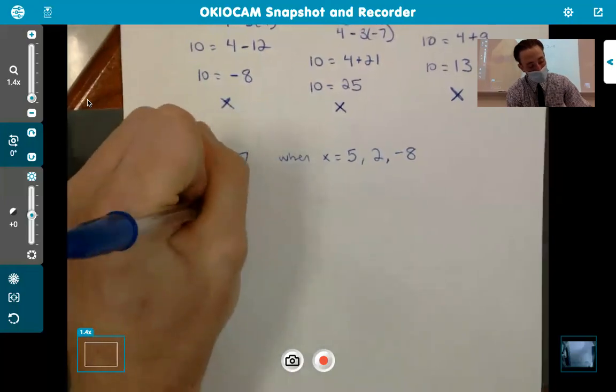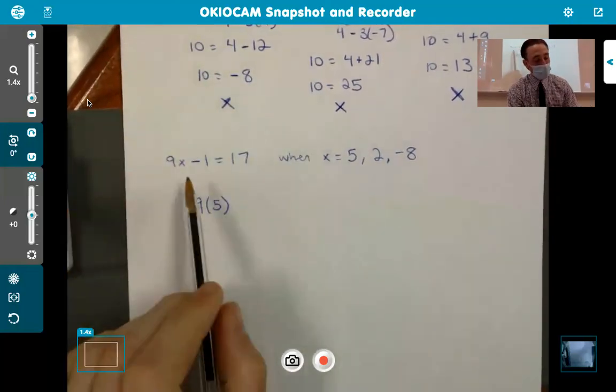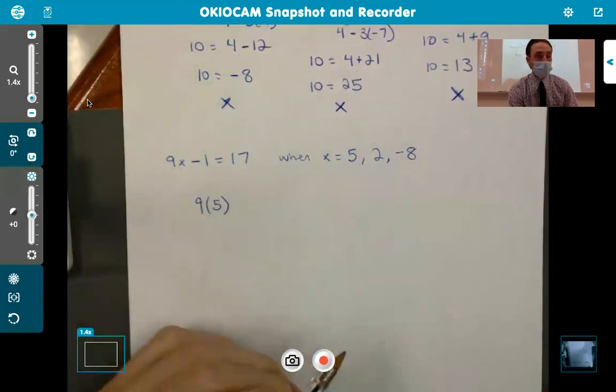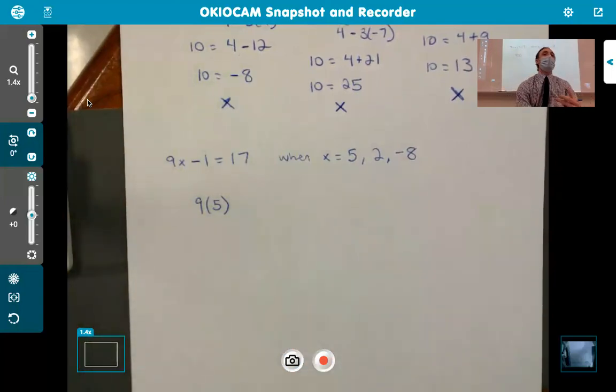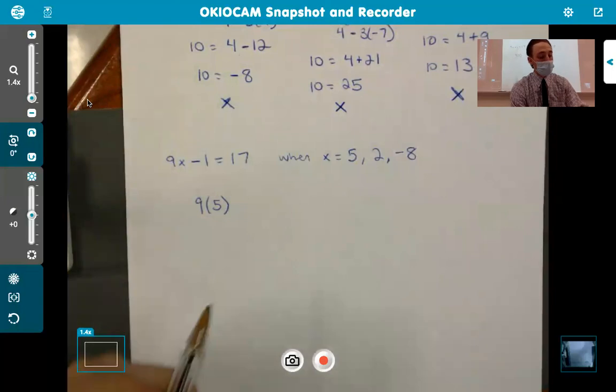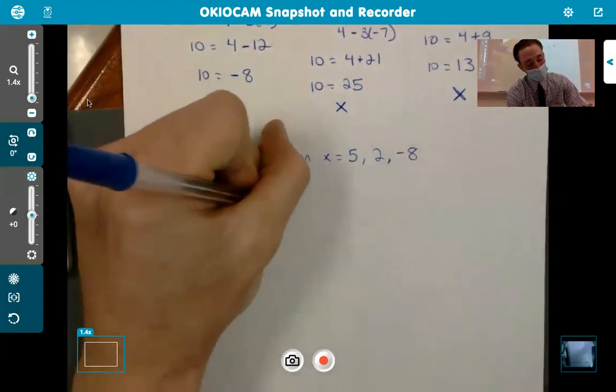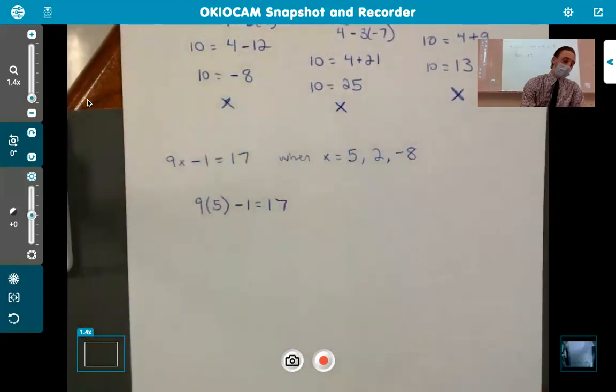Well, we're going to go through the same process. So wherever I see an x now, I'm going to plug in 5. So that's the first one I'm going to test. Like I said, when you go through this, take one value at a time to plug in. Then take care of your multiplication, division, and then your addition and subtraction. So what's 9 times 5 going to give me? 45. What's 45 minus 1?